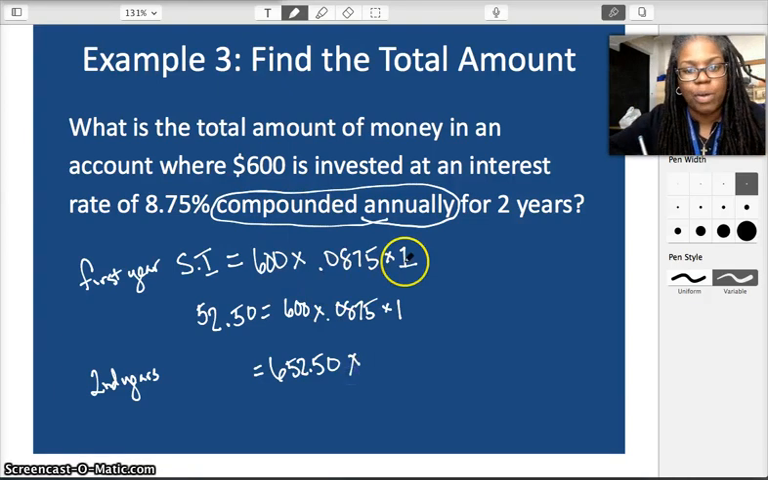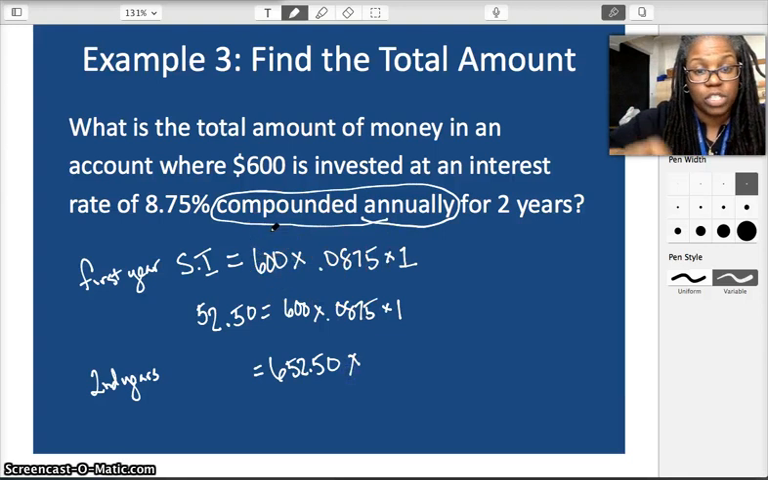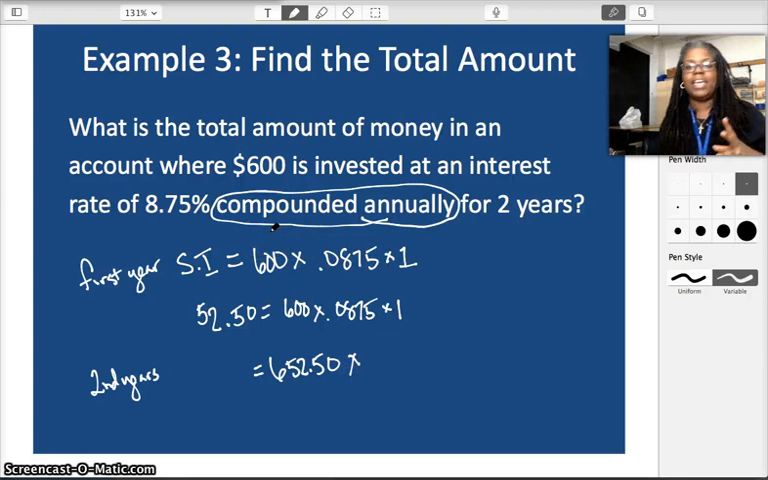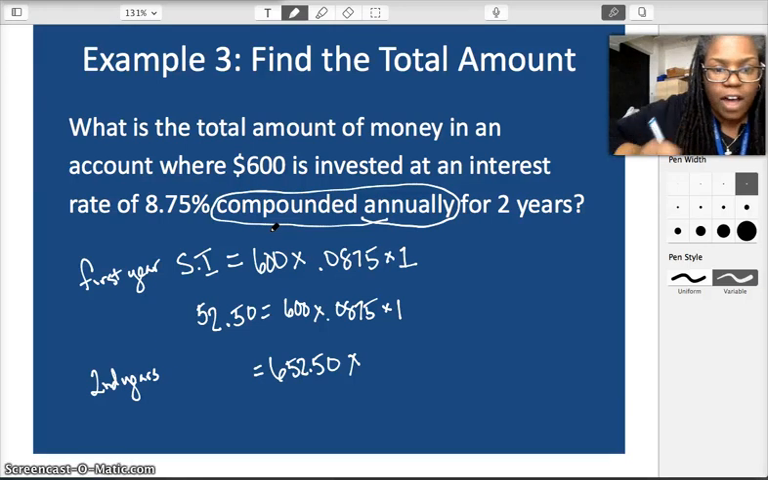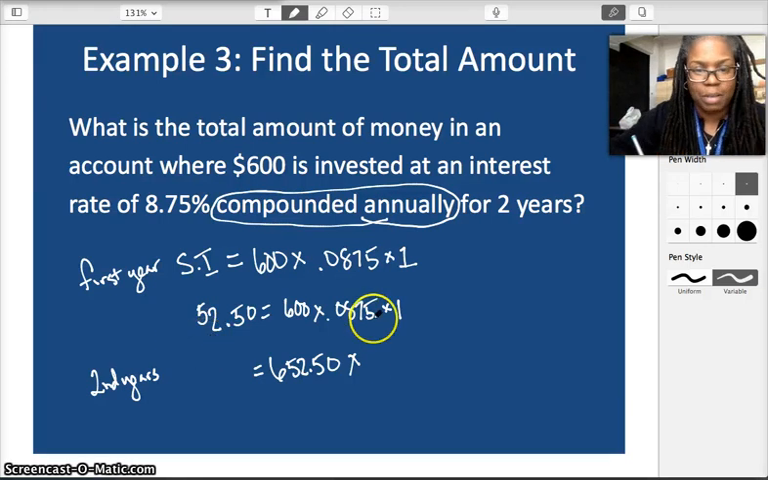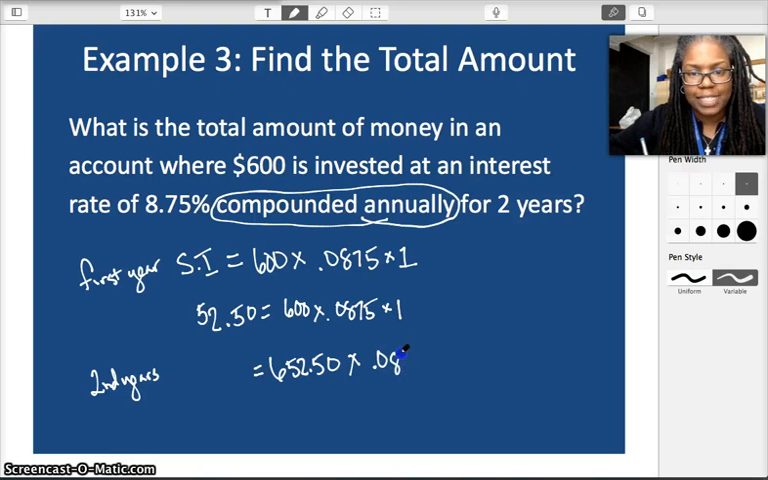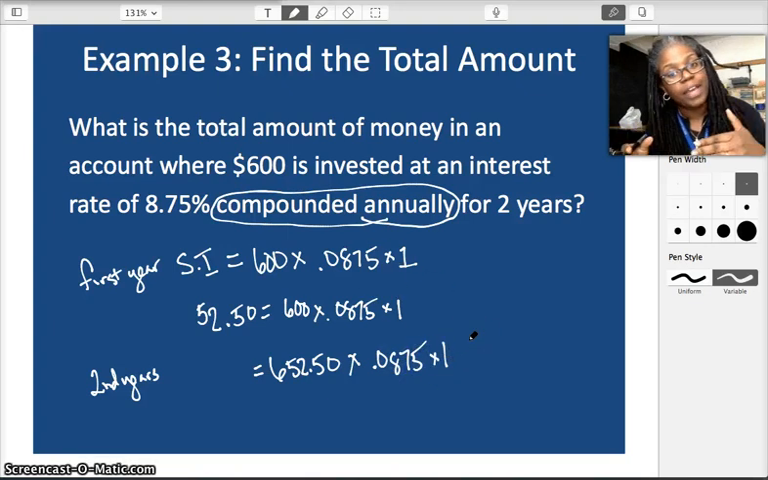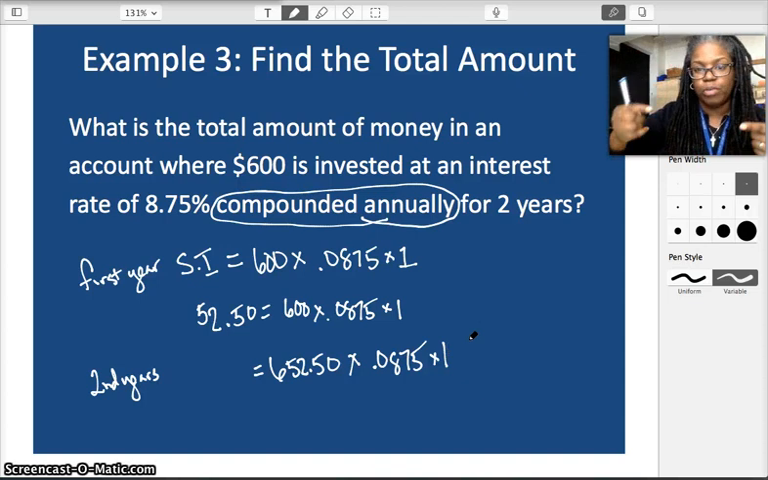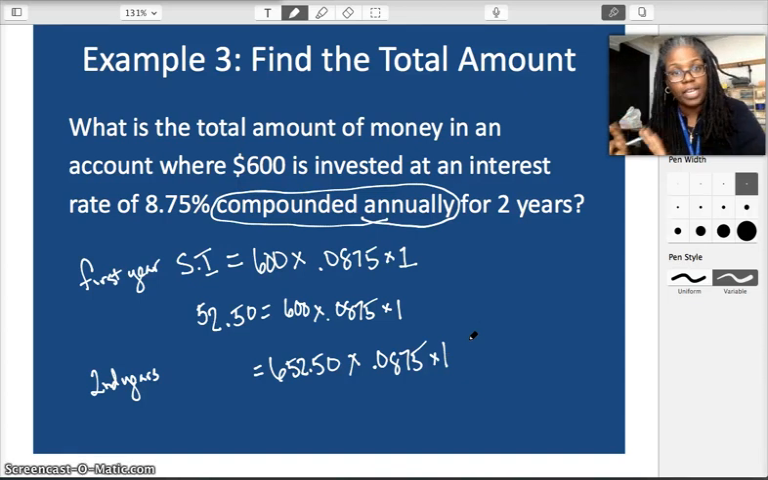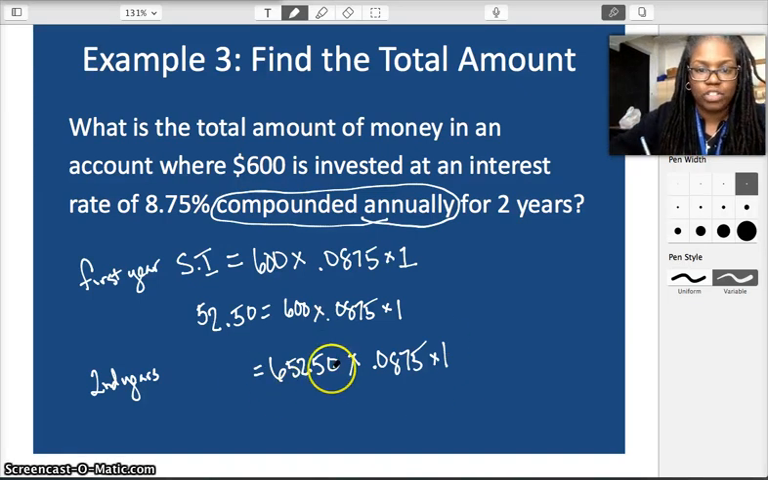Before, we would just double the interest that we got from the $600. Now we're going to find the interest from the $600, and we're also going to make interest on that extra $52.50. All right, I'm getting a little too excited. I need to calm it down. All right, so we have 0.0875. It's the same interest, and it's now for the second year. So I'm going to write a 1 there because I already did it for the first year. Now I'm going to do it for this new 1 year. I'm going to compound that interest in that way.